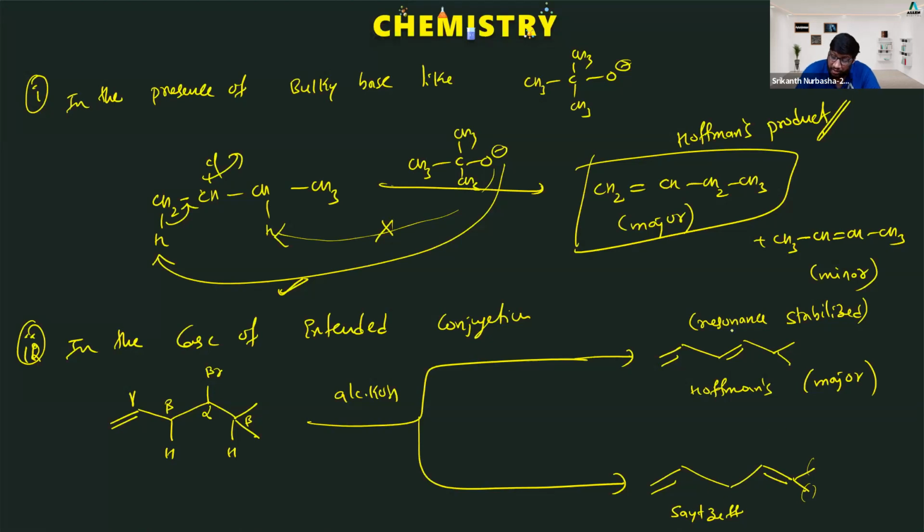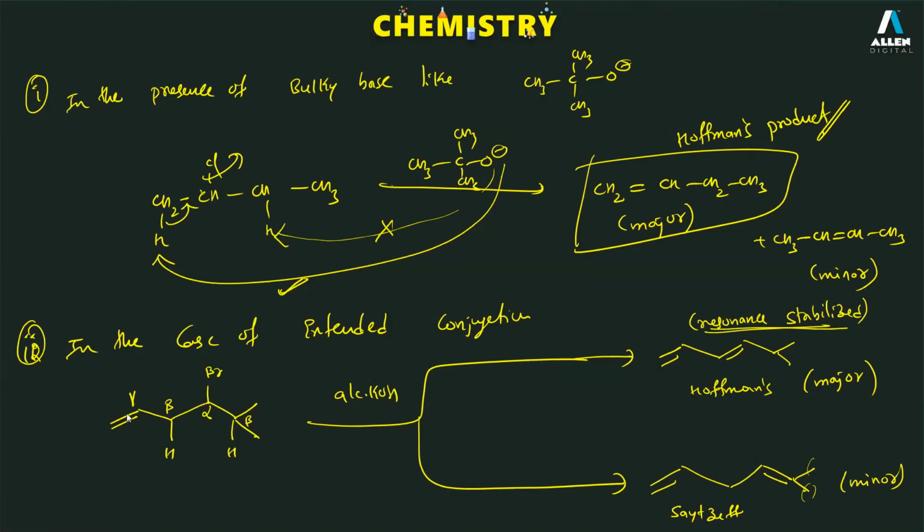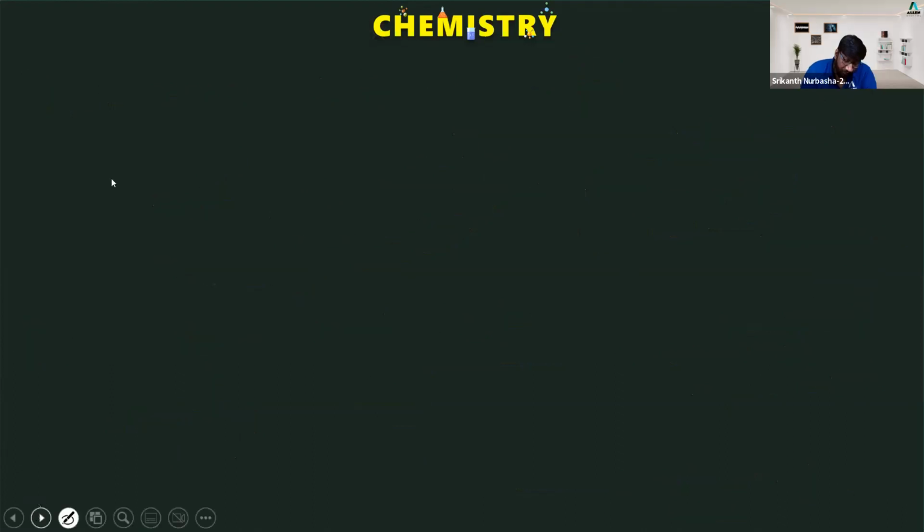Saytzeff. But in reality, resonance is given the highest priority. So whenever you have extended conjugation, you will be looking at the Hofmann product as the major product, and this is how you have to write the scenario. Is that clear, students? Yes, sir. Simple case. Then in the third case, we are explaining the case of a poor leaving group.